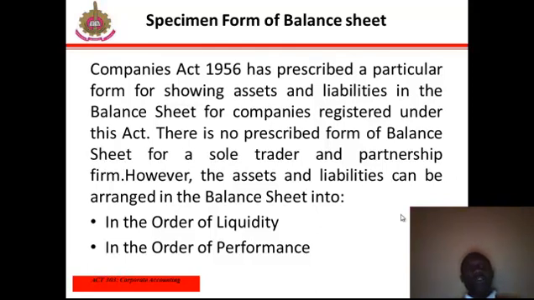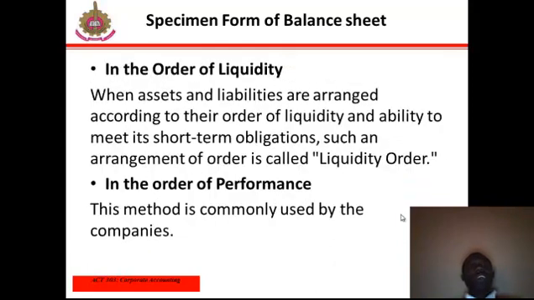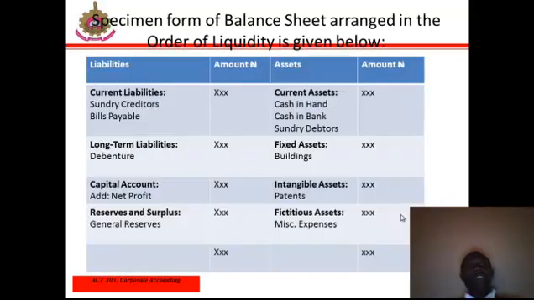1. In the order of liquidity, 2. In the order of performance. In the order of liquidity, assets and liabilities are arranged according to their ability to meet short-term obligations; such an arrangement is called liquidity order. In the order of performance, this method is commonly used by the companies.